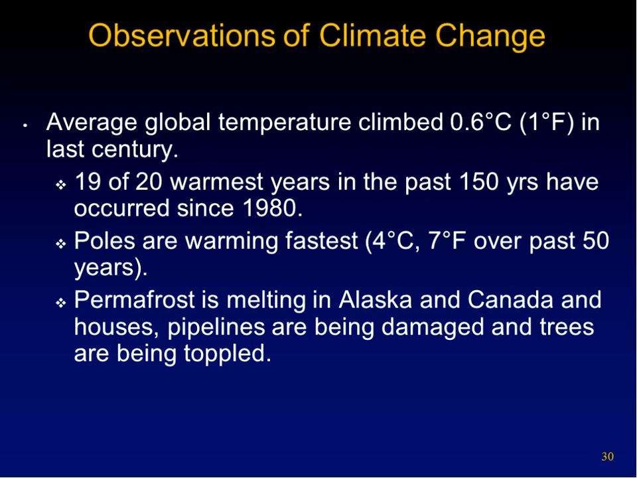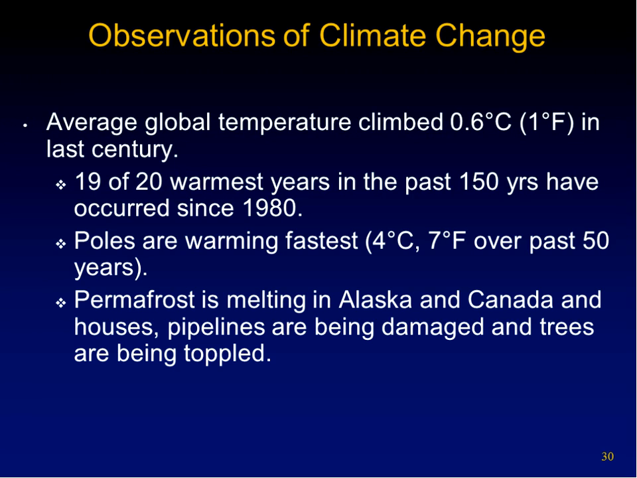So these are the observations of climate change, so I'm going to go through them. The average global temperature has climbed 1 degree Fahrenheit in the last century. 19 of the 20 warmest years in the past 150 years have occurred since 1980. The poles, that is the Arctic and Antarctic, are warming the fastest. Now that's where our ice is, right?